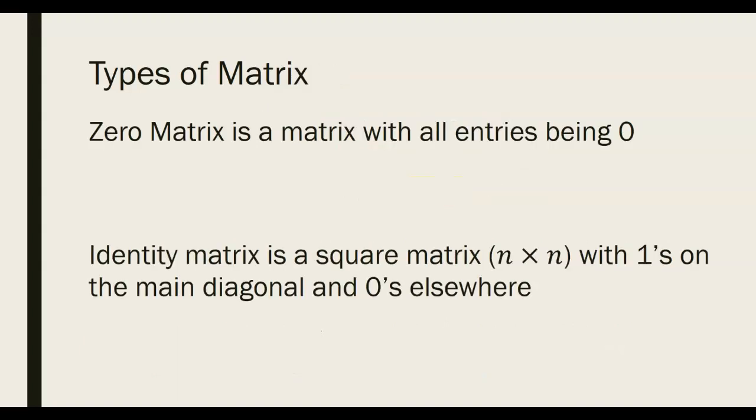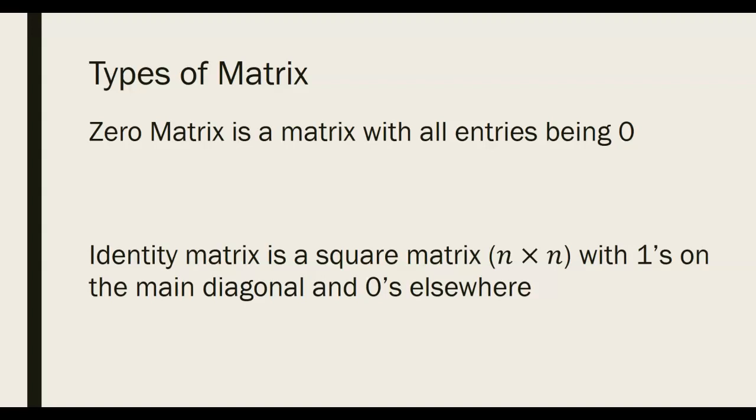Now, other types of matrices that we're going to look at, the first is the zero matrix. The zero matrix is pretty self-explanatory. A zero matrix is a matrix where every single entry is zero. All right. By the way, a zero matrix is diagonal because on the diagonal you can have zeros, but off the diagonal, obviously there are going to be zeros. So a zero matrix has all zeros.